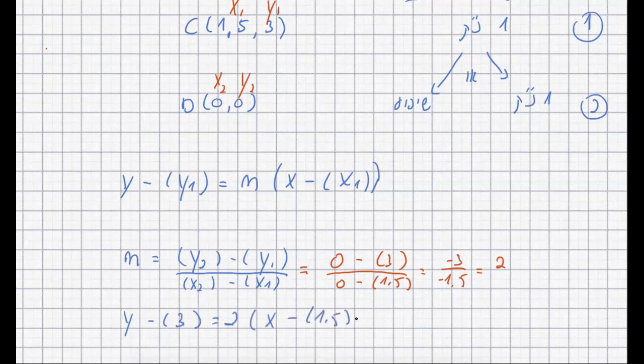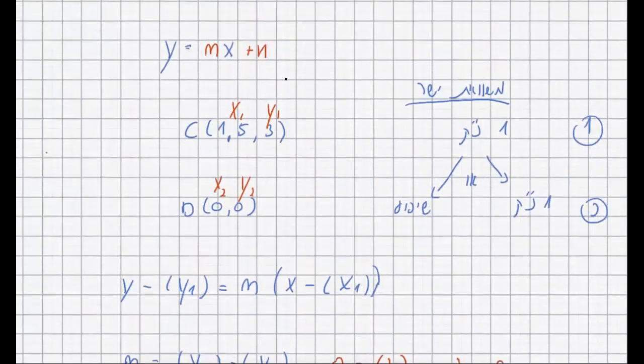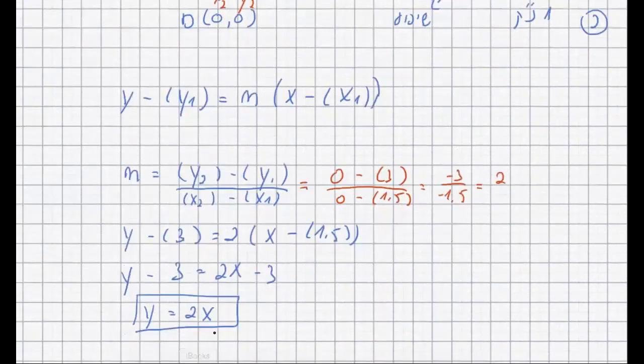And now you have that. So it's y minus 3 equals 2x minus 3. So then y equals 2x. That's it. That's the mishpah? Yeah. And we said that it has to be from the template mx plus n. So in this case, n equals 0 because we don't have it. Make sense? Good.